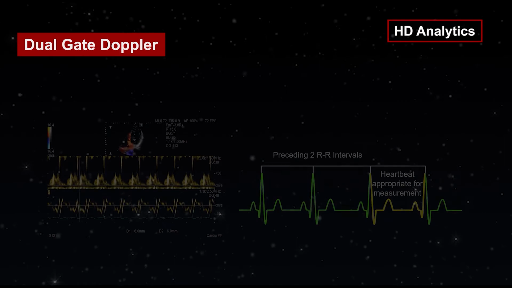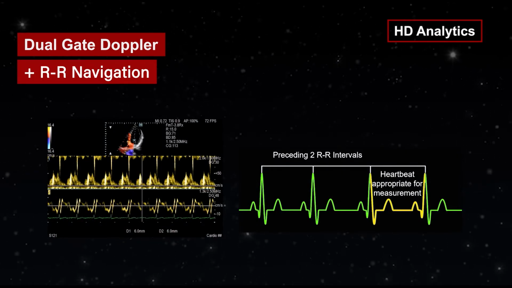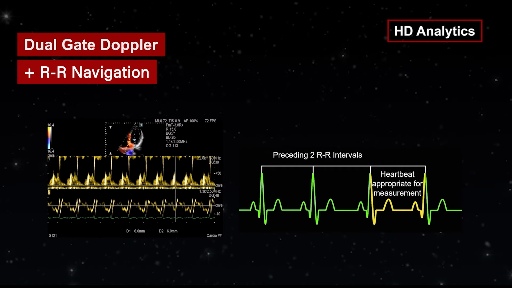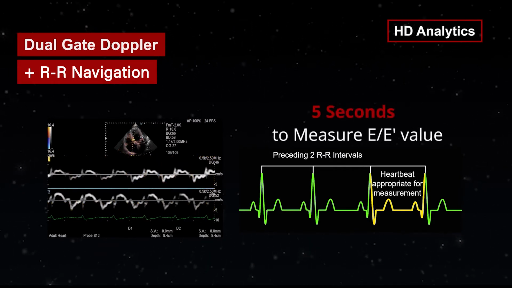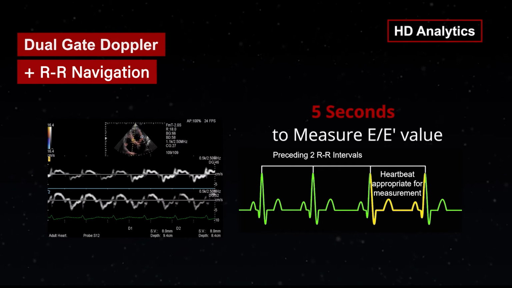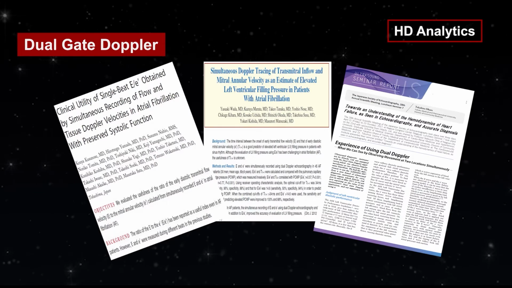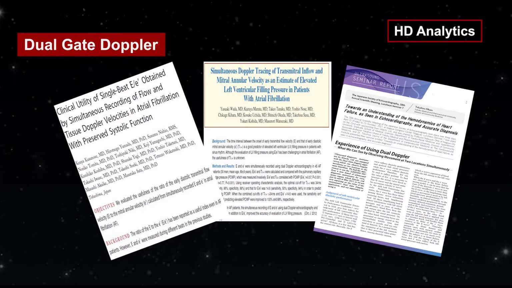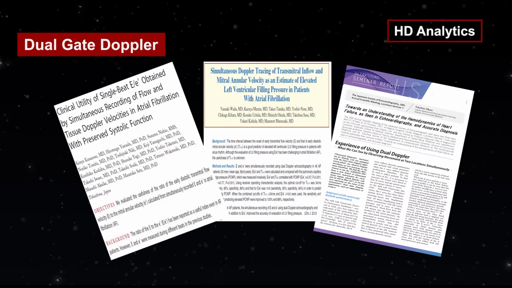In addition, DualGate Doppler coupled with anatomical intelligence technology enables users to automatically select the appropriate heart cycle and generate an automatic measurement of E over E prime in just 5 seconds. Hence, DualGate Doppler serves as an ideal solution for the assessment of diastolic function, especially in atrial fibrillation patients.